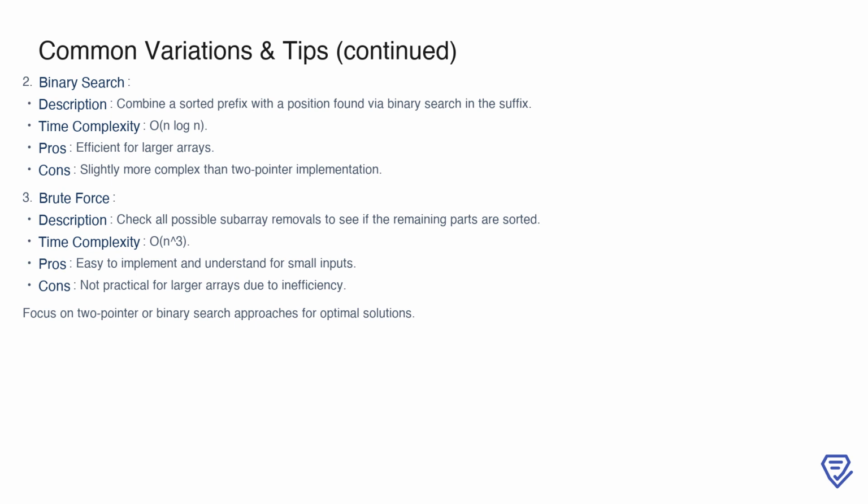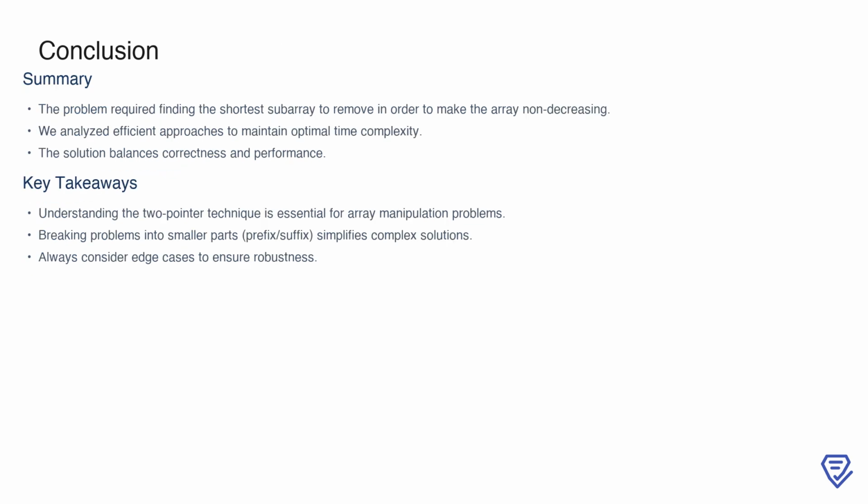On the other hand, the brute force approach, which checks all possible subarray removals to see if the remaining parts are sorted, is straightforward and easy to understand for small inputs. However, its O(n cubed) time complexity makes it impractical for larger arrays. For optimal solutions, focus on the two-pointer or binary search approaches, both of which strike a balance between efficiency and clarity. Great work! We've successfully covered LeetCode problem number 1574 and discussed key insights into solving it efficiently.